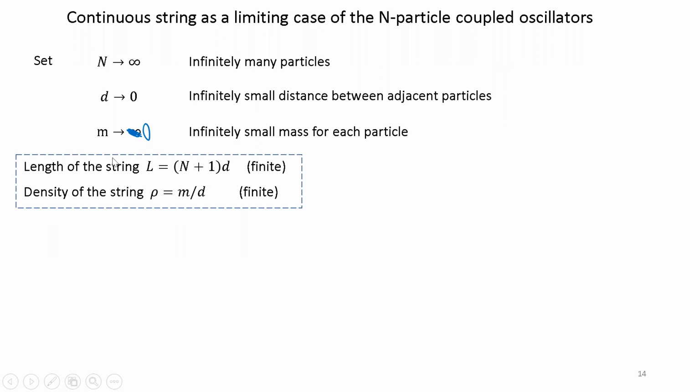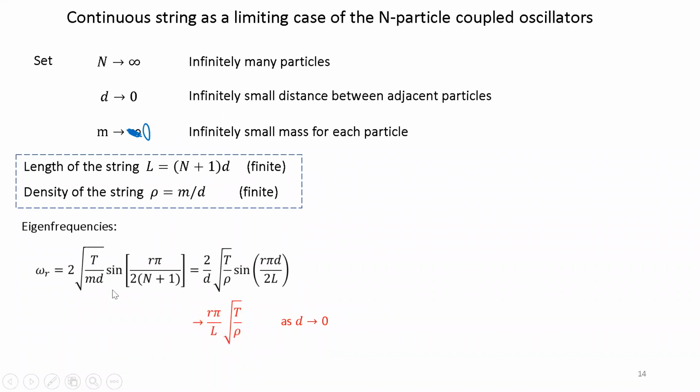So then now let's look at the eigenfrequency again. If we look at the same formula for the eigenfrequency, this is what we have derived already. So this is the expression. And then I just input these quantities to this expression here, then the omega r can be expressed as this sine function.